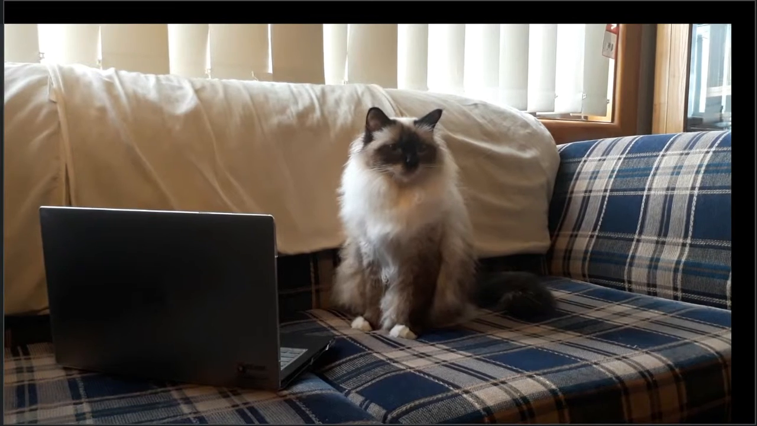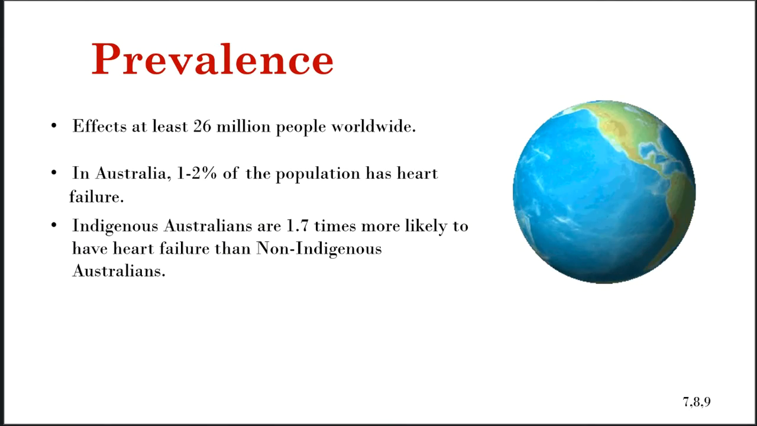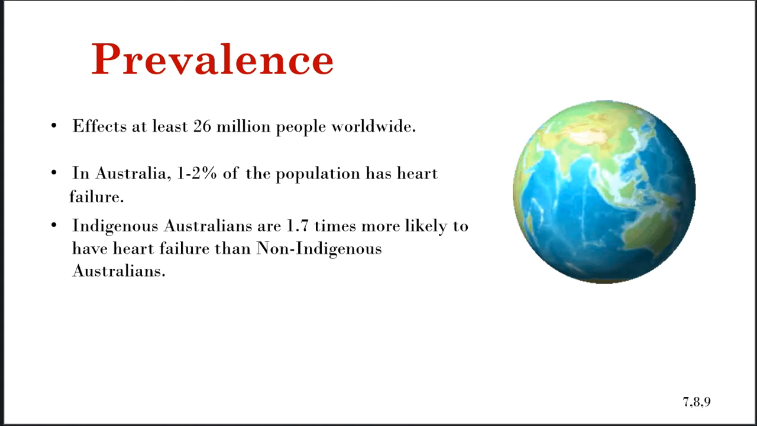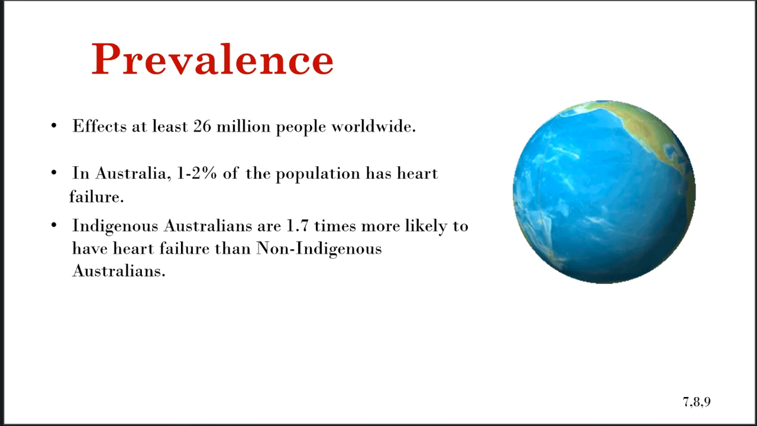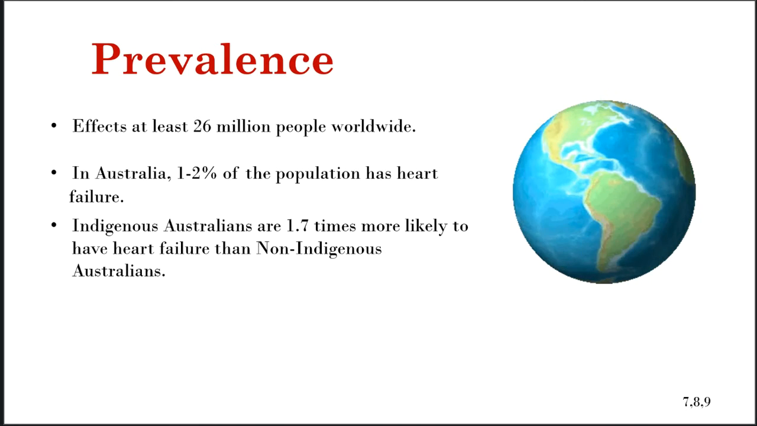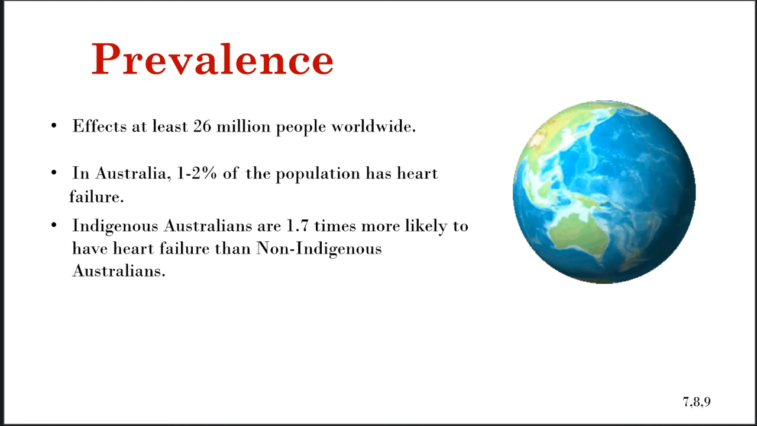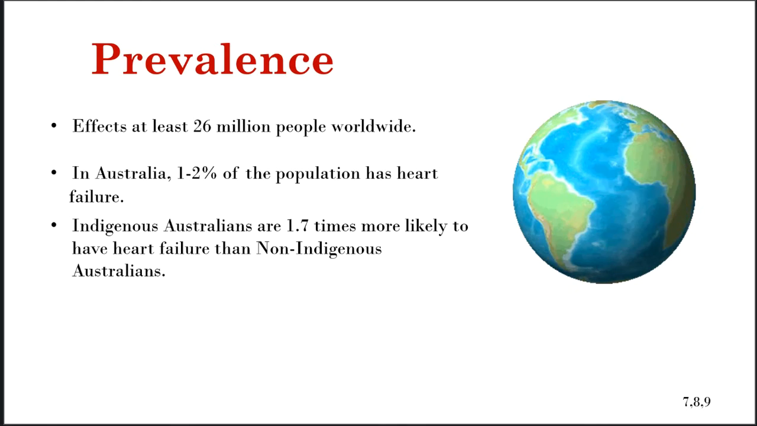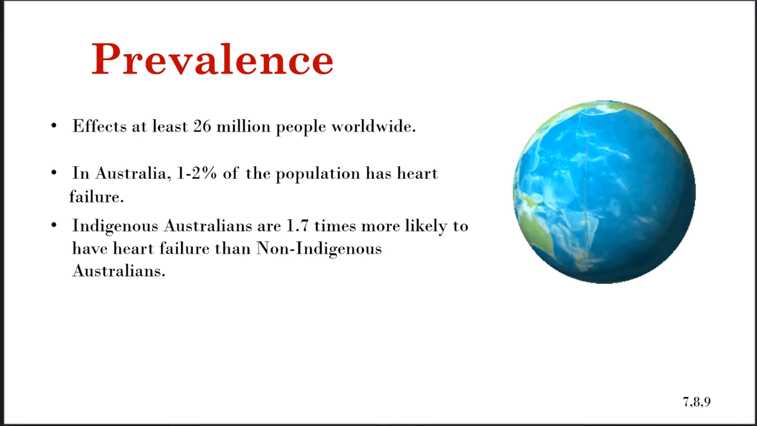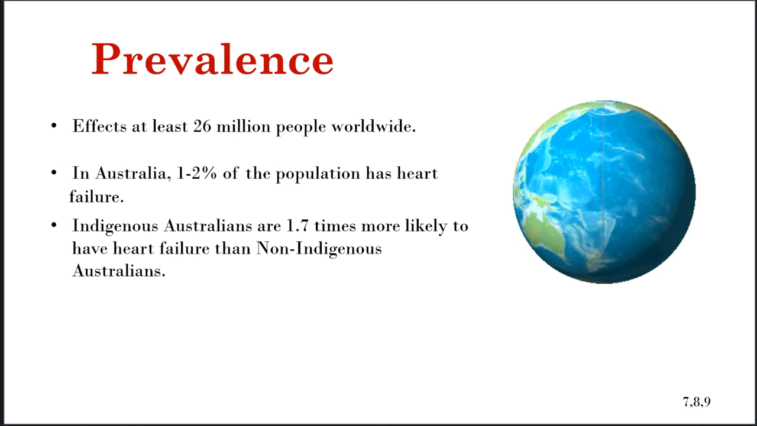Now you may be wondering what the chances are that your human has heart failure. Heart failure is estimated to affect at least 26 million people worldwide and is increasing in prevalence. In 2016, it was estimated heart failure affects 1 to 2% of the population in Australia, while in 2018, approximately 480,000 people aged 18 years or over had heart failure. In addition, Indigenous Australians are 1.7 times more likely to have heart failure than non-Indigenous Australians, and there is increased prevalence of heart failure with age.